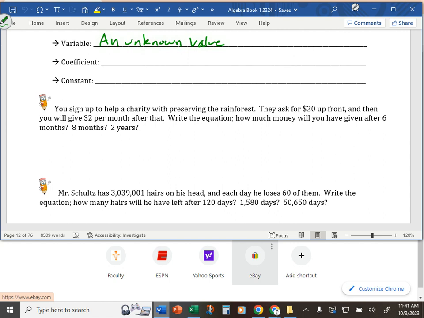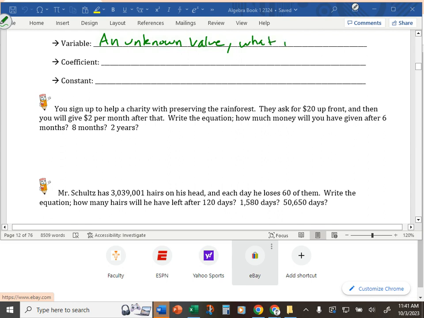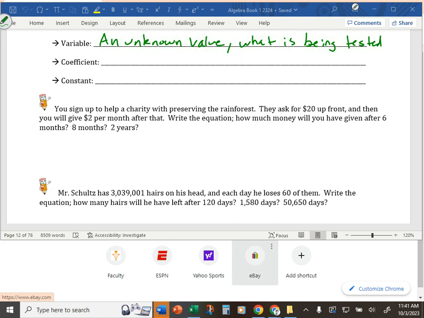Thanks. And so the variable is what is being tested. So in the questions below, where you see like, how much money will you have given after 6 months, 8 months, 2 years? That's what's changing. That's a hint that that's what your variable is, or where to find it. Okay, it's what's being tested, the unknown value.